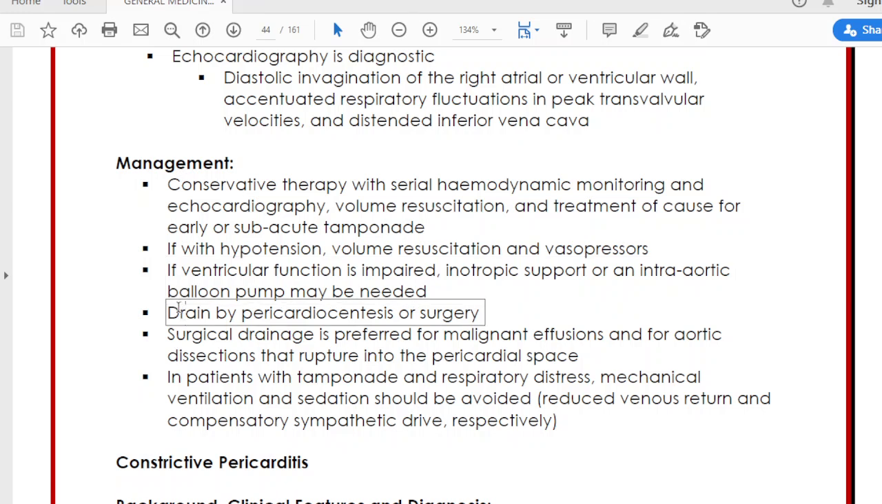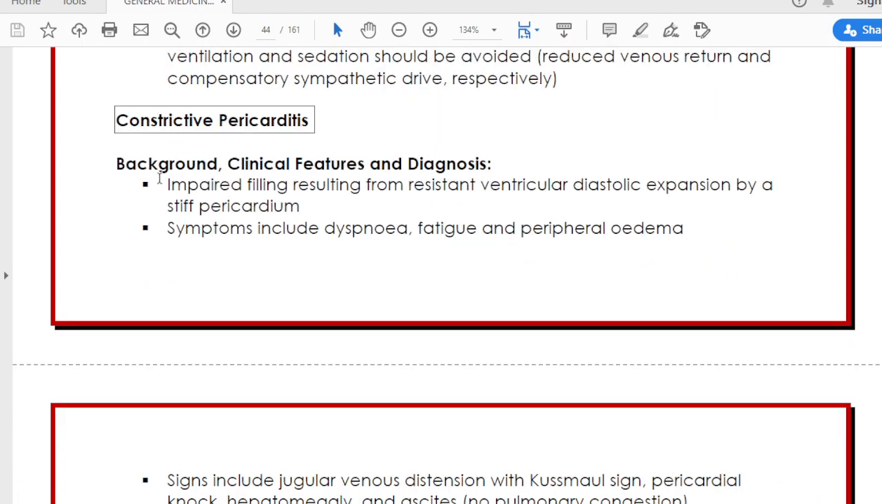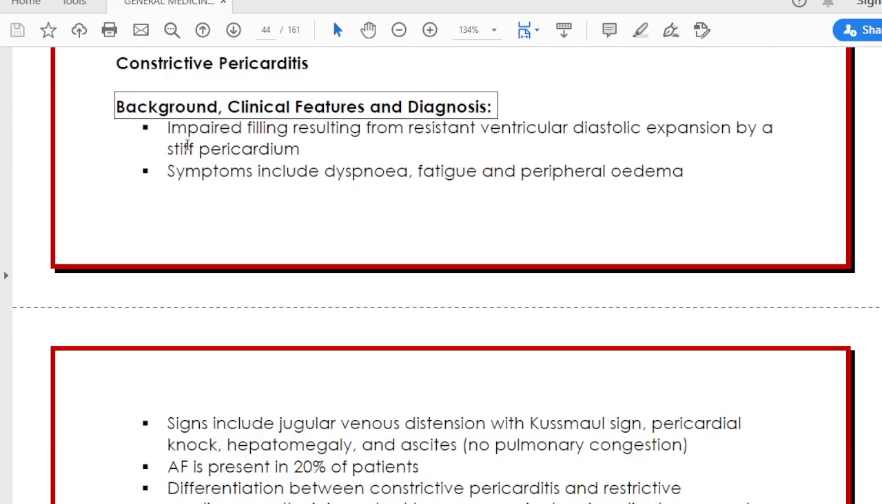Drain by pericardiocentesis or surgery. Surgical drainage is preferred for malignant effusions and for aortic dissections that rupture into the pericardial space. In patients with tamponade and respiratory distress, mechanical ventilation and sedation should be avoided, because of reduced venous return and reduced compensatory sympathetic drive, respectively. Constrictive pericarditis. Background, clinical features, and diagnosis.